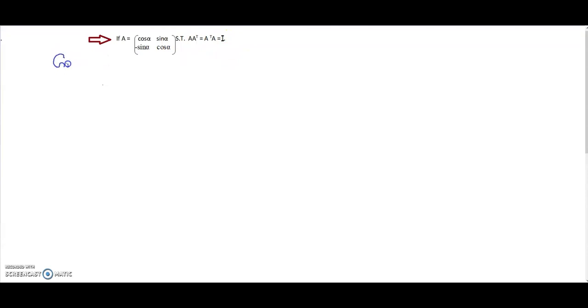So let us consider what is given to us. We are given a matrix A. The elements are in terms of cos alpha, sin alpha, minus sin alpha and cos alpha.